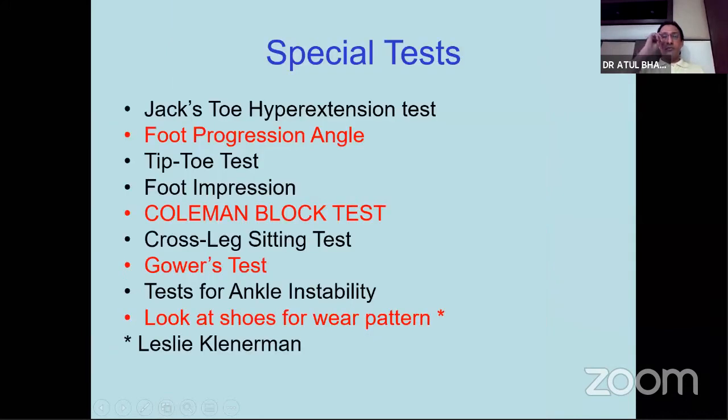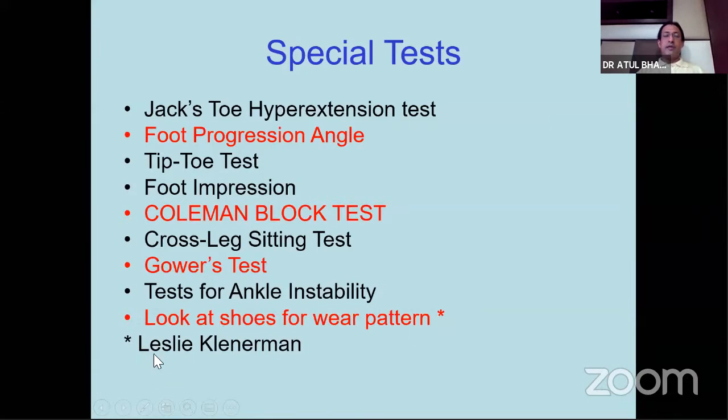So there are some special tests which have been described for the foot. It's called the Jack's test. Of course, look at the foot progression angle when the child is walking. The tiptoe test, and I'll come to that. And don't forget, in a child who has difficulty in walking, is the Gowers test. I have seen MS students fail because they didn't perform the Gowers test for a child who could not get up or walk properly. And this is a test you must know for any child who comes who has difficulty in walking or instability.